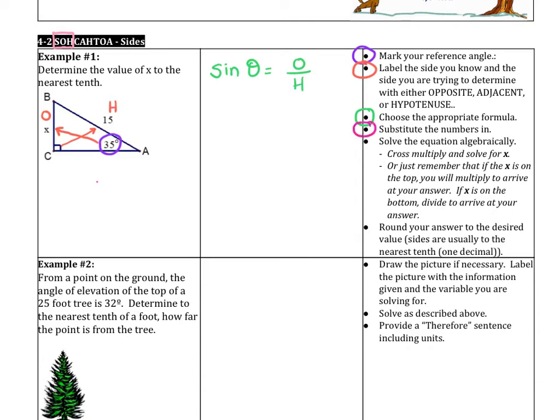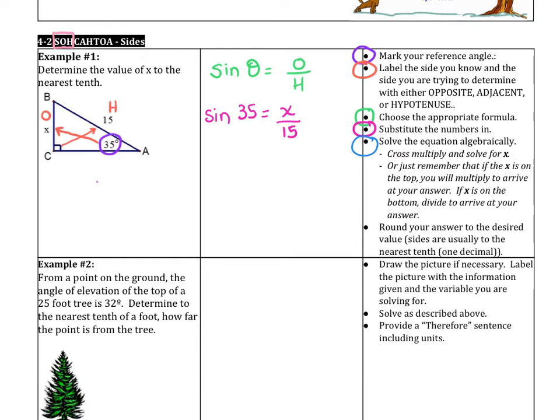Now substitute. Line up your equal sign. Sine. Now the theta is the angle, which this time we know it's 35. So you're going to put 35 in for theta. The opposite was x, and the hypotenuse was 15. Now, when you solve this, you're going to be solving it differently than you did when we were solving for angles. You only use sine inverse, cos inverse, and tan inverse when you are solving for an angle. You don't do that when you're solving for a side.